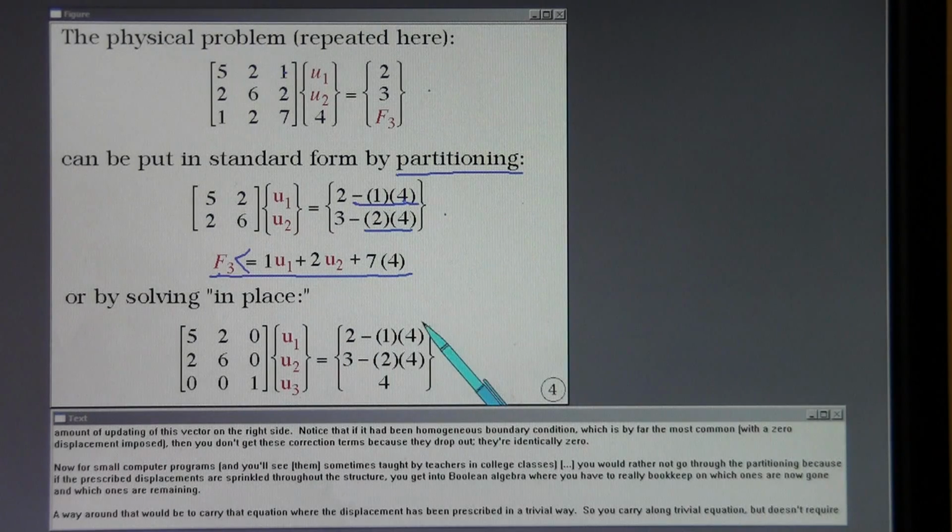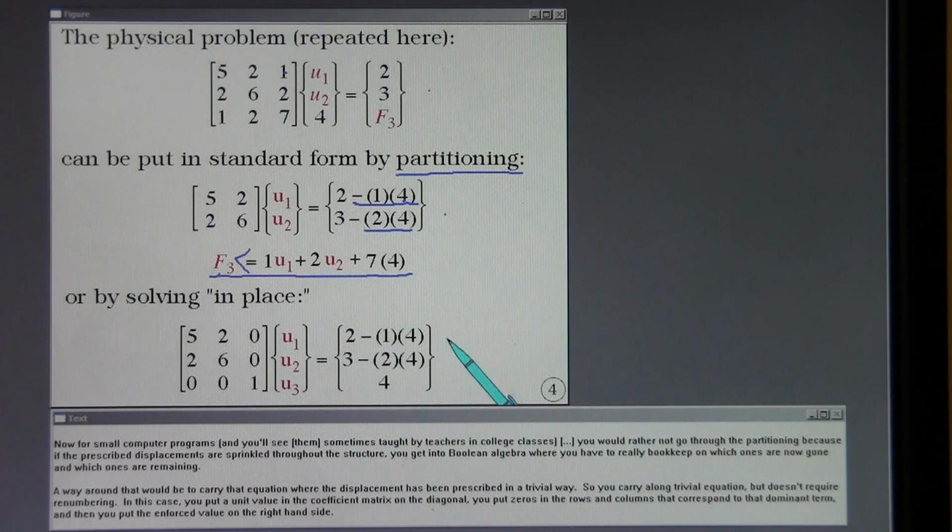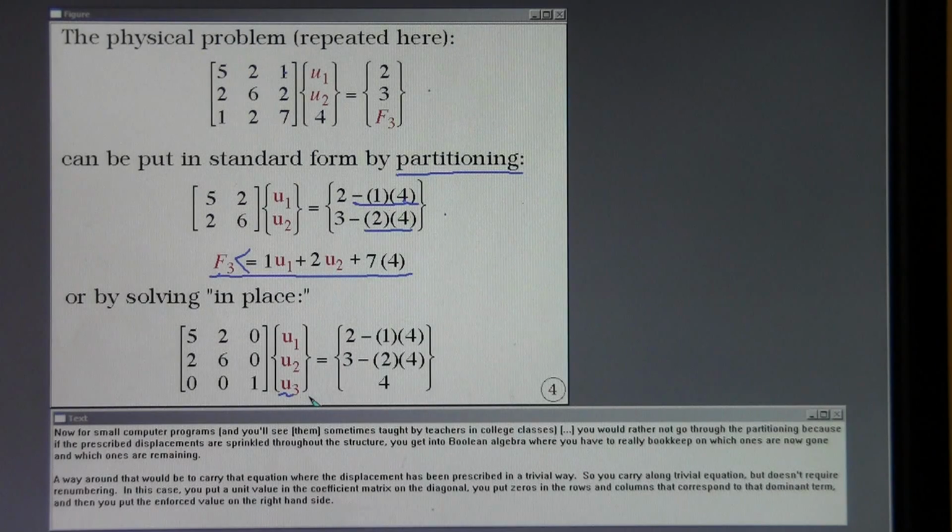Now, for small computer programs, and you'll see this sometimes taught by teachers in college classes, you would rather not go through the partitioning, because if the prescribed displacements are sprinkled throughout the structure, you get into Boolean algebra where you have to really bookkeep on which ones are now gone and which ones are remaining. A way around that would be to carry that equation where the displacement has been prescribed in a trivial way. So you carry along a trivial equation, but it doesn't require renumbering.